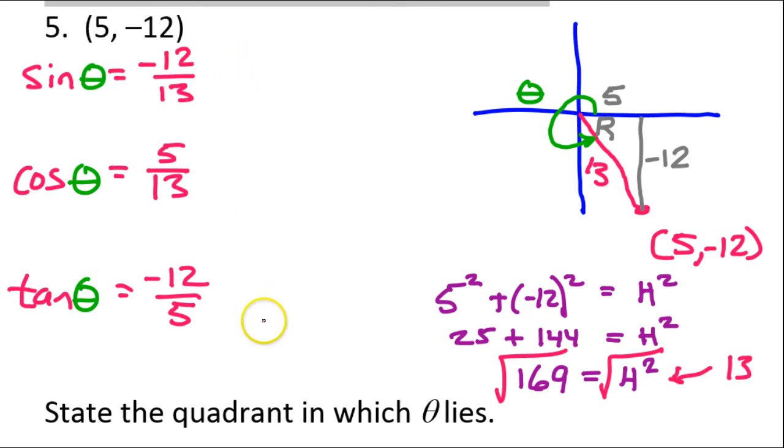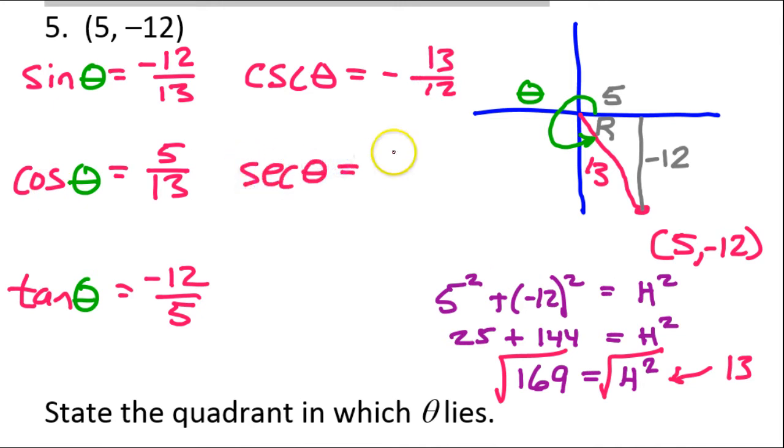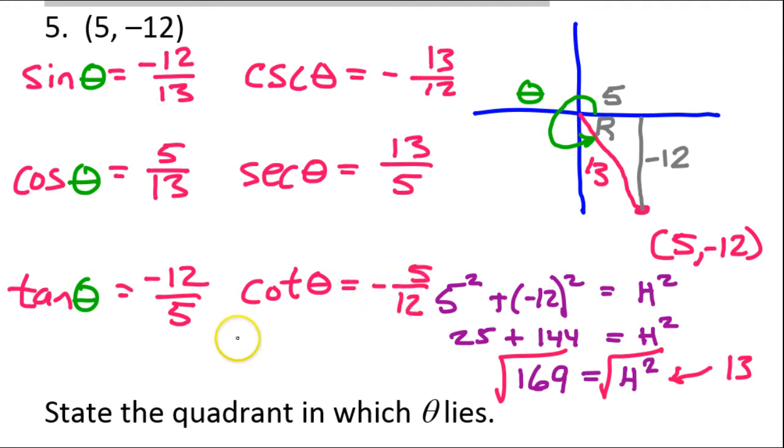So the other 3 trig functions are the reciprocal ones. The reciprocal of sine is called cosecant. So cosecant is going to be negative 13 over 12. The reciprocal of cosine is called secant. So that's going to be 13 over 5. And the reciprocal of tangent is called cotangent. So that's going to be negative 5 over 12. So that's how you do it.